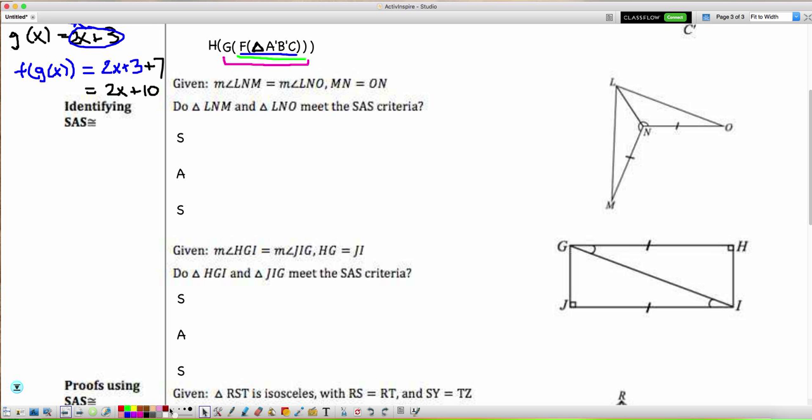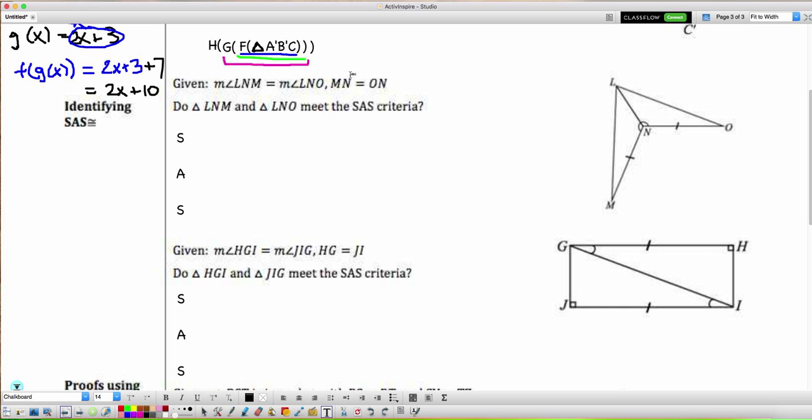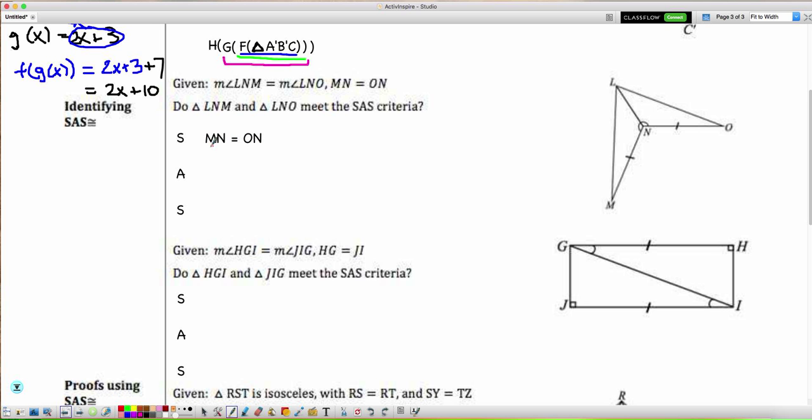So I can say that the first side that is mentioned is the fact that MN equals ON. And so if you have your highlighters, it might be worth highlighting this. This side corresponds to this side over here.